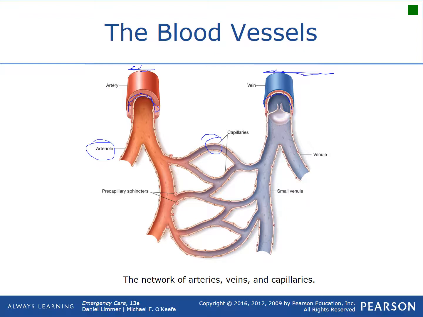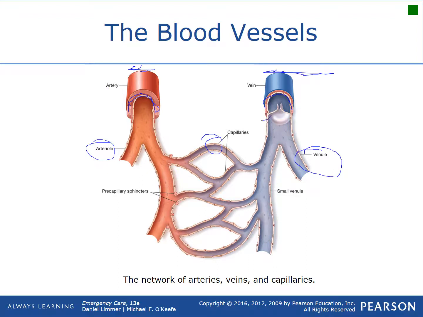So once it's gone from the arteries to the arterioles and it goes over the capillaries doing its job, its gas exchange, then it starts into the vein side of the vascular system. So from the capillaries, it goes into the venules. From the venules, it goes up into the vein.